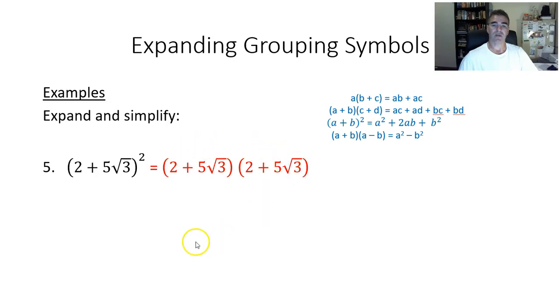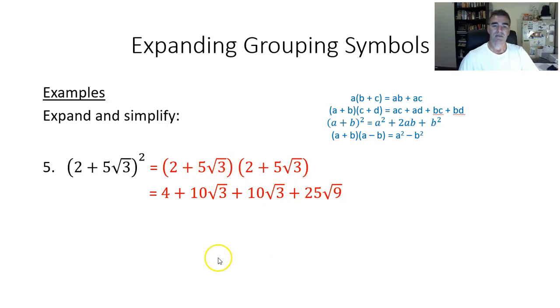So 2 times 5 root 3 is 10 root 3. And then, so 2 times 2 is 4. I missed the first ones. 2 times 2 is 4. 2 times 5 root 3 is 10 root 3. 5 root 3 times 2 is 10 root 3. And then 5 root 3 times 5 root 3 is 25 root 9. So there's the expansion multiplying by 2 and the expansion of multiplying by 5 root 3.